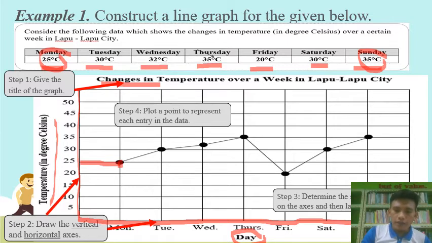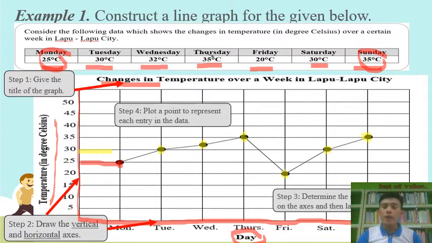For Tuesday, it is 30 degrees Celsius. So it is located here. For Wednesday, that is 30 degrees Celsius. It is something here. And for Thursday, it is 35 degrees Celsius. Friday, 20 degrees Celsius, located here. Saturday, 30 degrees Celsius. So this is 30, look at here, located here. And for Sunday, 35 degrees Celsius.